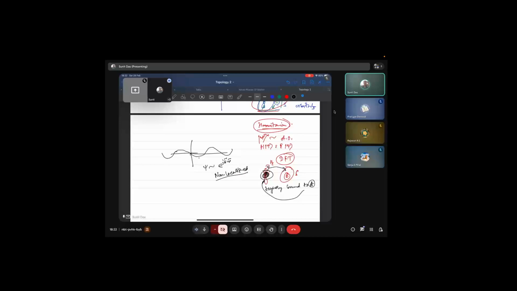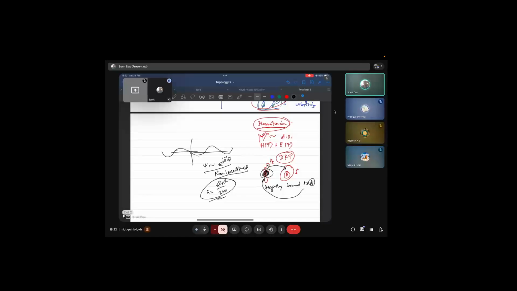Non-localized, so they are free to move within the whole space. And they have a typical energy spectrum of ħ²k²/2m, right? That's the energy expression for a free particle. Now, in solid state systems, what really happens is that they are not really free electrons, not purely free electrons. So the energy is not going to be given by ħ²k²/2m, but rather by some complicated function.